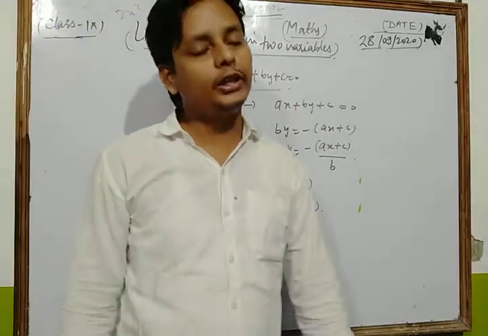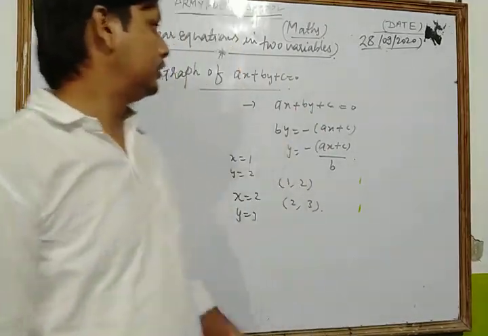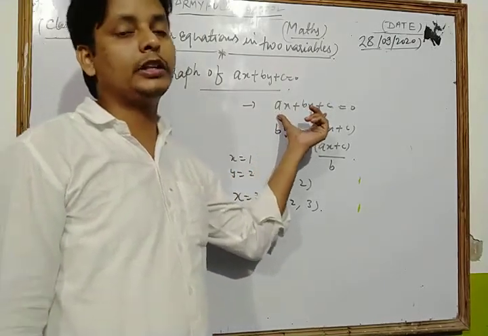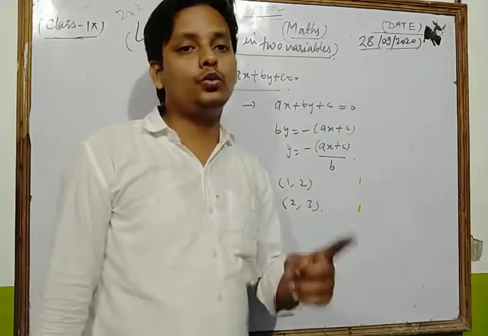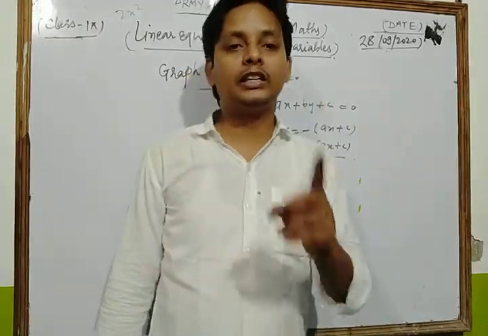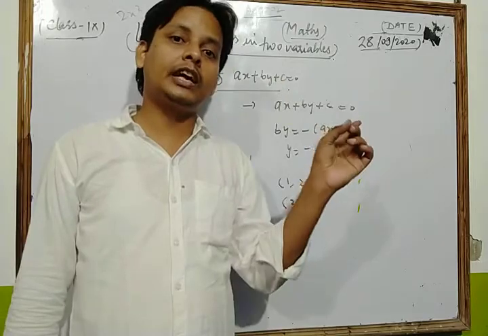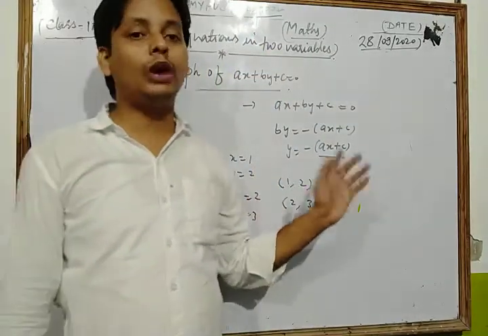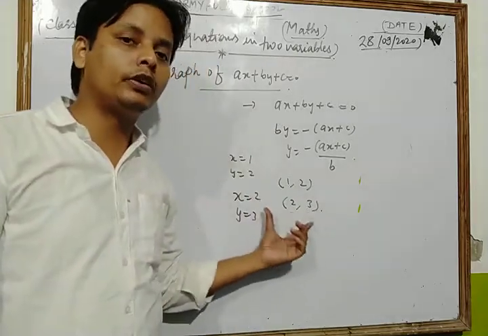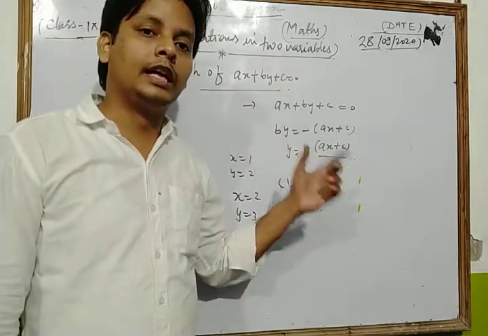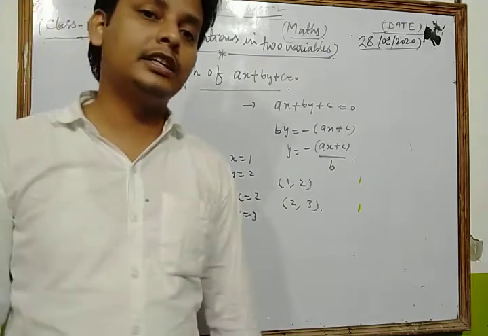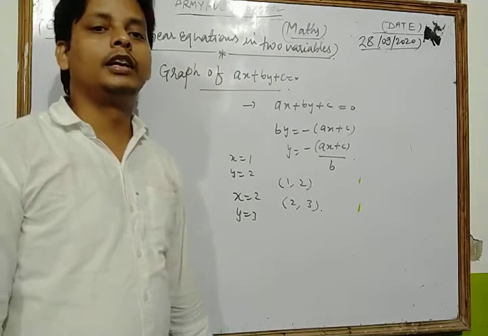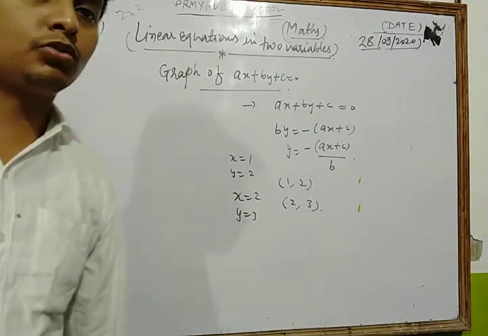This is the required graph of the linear equation in two variables. Dear student, a linear equation in two variables always represents a line. So the resulting line which passes through all the points which you plotted on the graph paper is known as the graph of the linear equation ax plus by plus c is equal to 0.